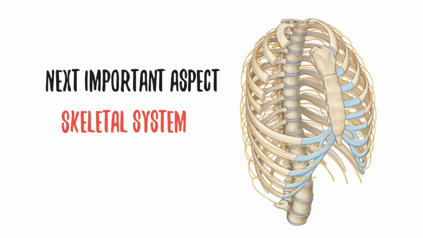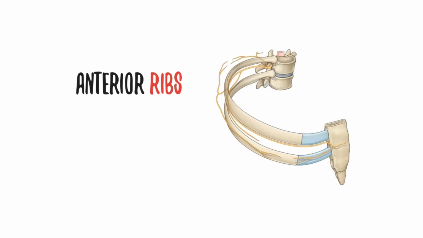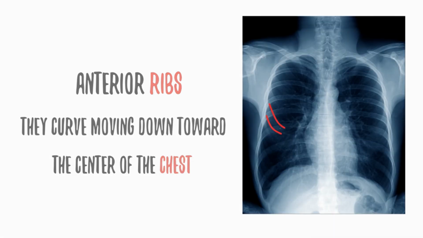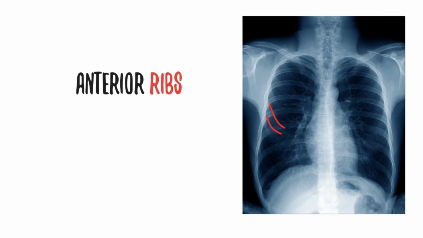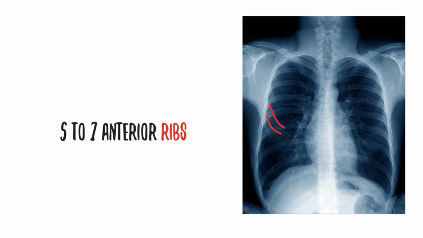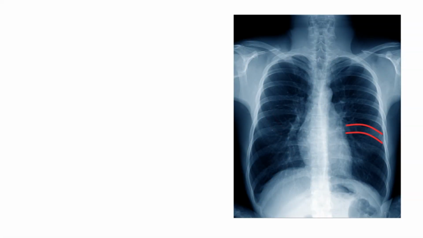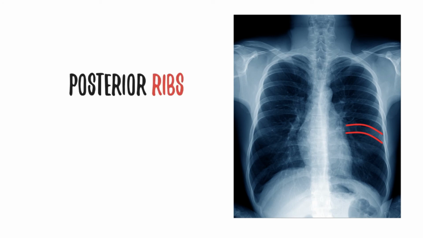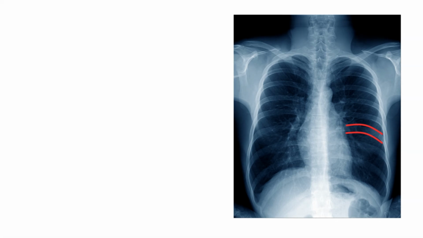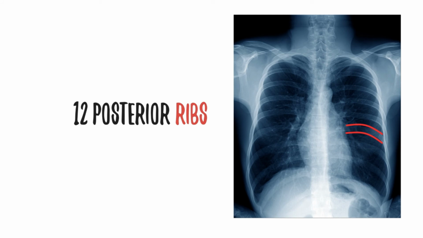The next important aspect of the chest x-ray anatomy would involve the skeletal system. It's important to note the anterior ribs on a chest x-ray, and they curve moving downwards towards the centre of the chest. Usually you should find between 5 to 7 anterior ribs, and you can often identify them by counting them across the chest x-ray. There are also posterior ribs which have a different orientation, and they also curve downwards, outwards from the thoracic cavity. It's very important to note that there are 12 posterior ribs, and you might need to be able to highlight and count them during the exam.